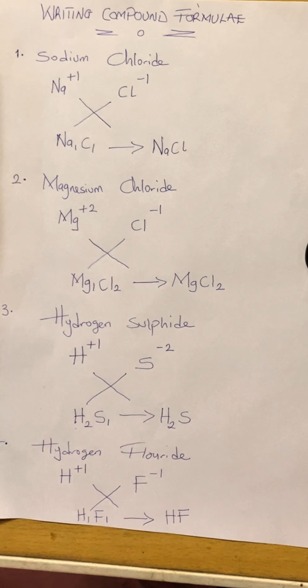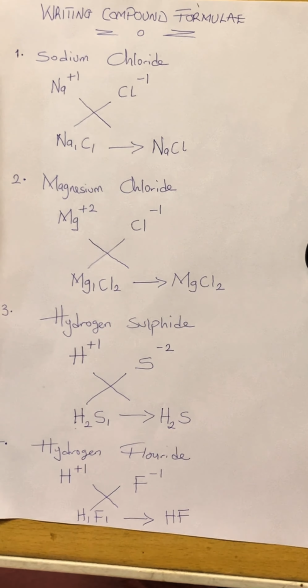so our formula for hydrogen fluoride is HF. Very simple. Okay, so we're going to take another example, which is going to be our example 5. So number 5 example, we want to take aluminium fluoride. Okay, so aluminium fluoride. How do we write the formula for aluminium fluoride?